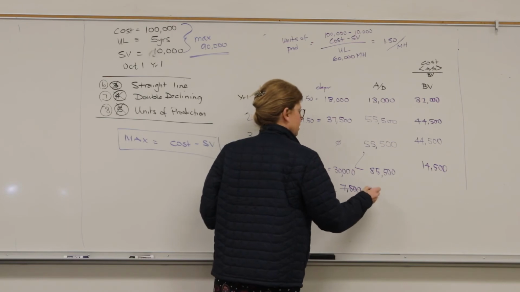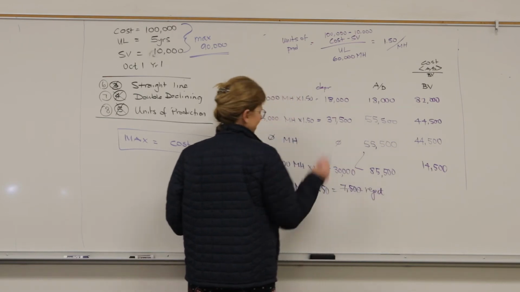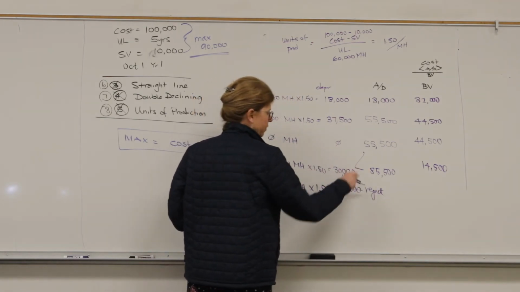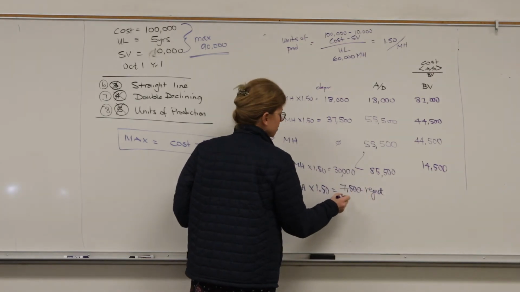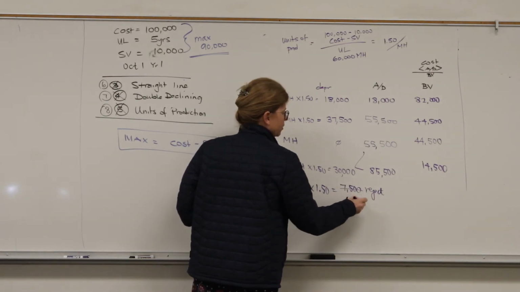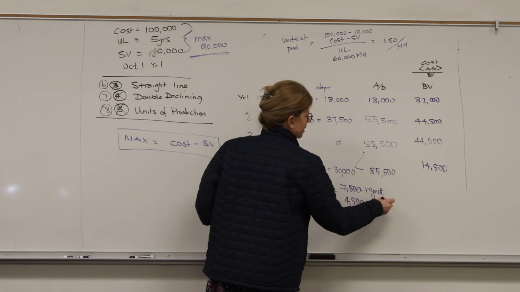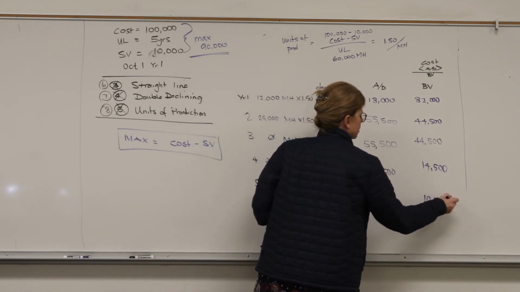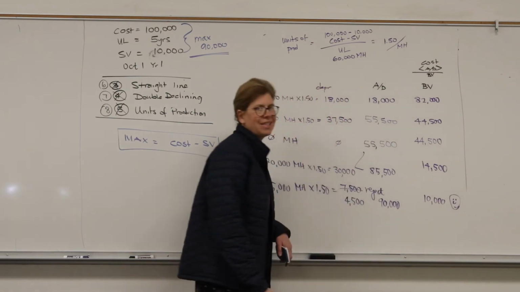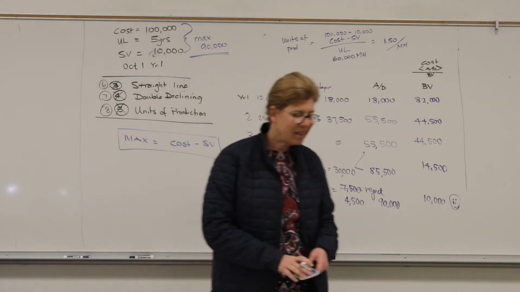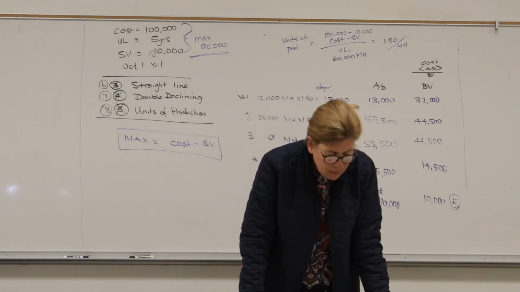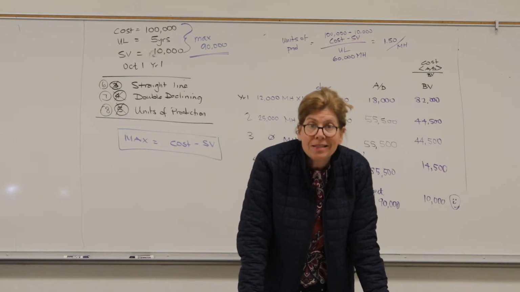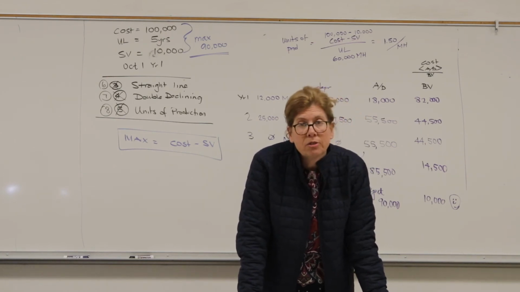I rejected this. I take my 90,000 max plus what I've already, subtract out what I already had. This is going to give me 4,500, which will give me 90,000, which will give me a 10,000. And this is our 3 methods of depreciation.